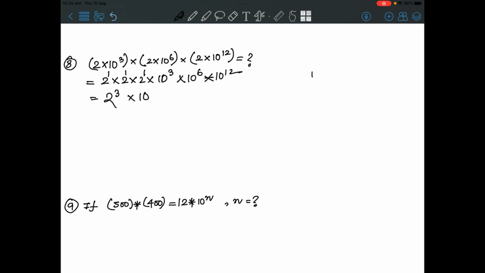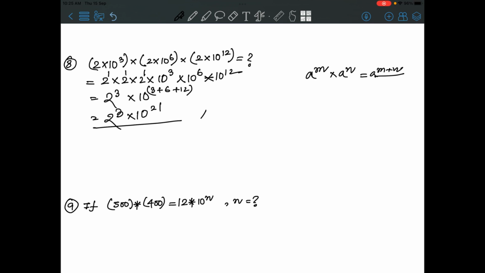As we are seeing the base is equal, we will apply the formula a to the power m into a to the power n is equal to a to the power m plus n. So 10 to the power 3 plus 6 plus 12. So 2 cube into 10 to the power 6 plus 3 is 9, plus 12 is 21. So 2 cube into 10 to the power 21. This is the final answer.